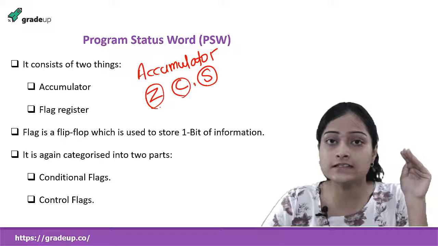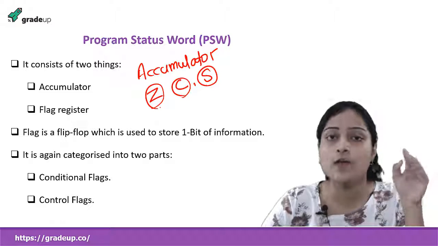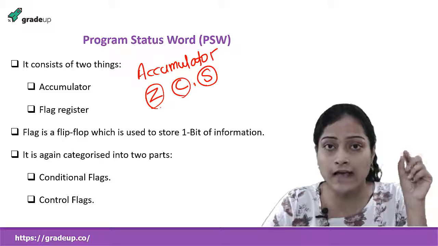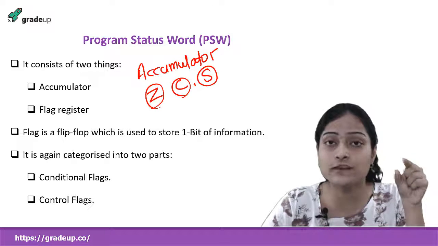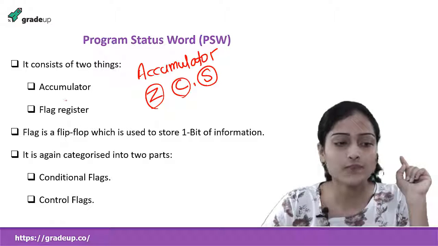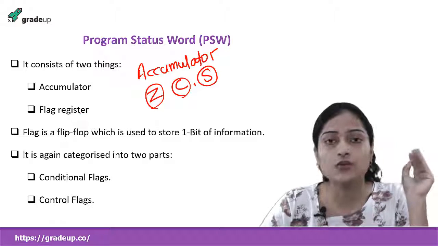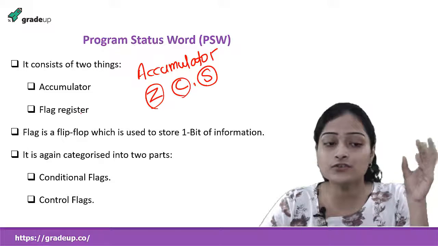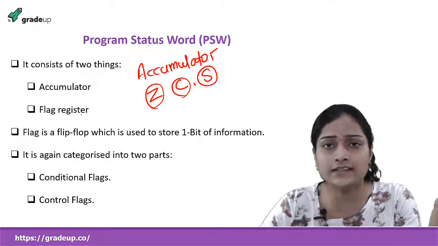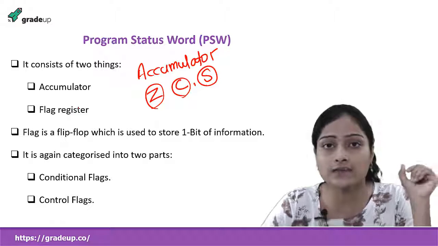Whatever calculation is done by ALU, it stores the result into program status word. Program status word, as the name suggests, whatever your program is doing at this point, that status will be reflected by this word. And this word consists of two things: accumulator to hold the result and flag register. We are going to use so many flags like carry bit, sign bit, 0 bit, and these things we are using. So all this information gets stored in my flag register.